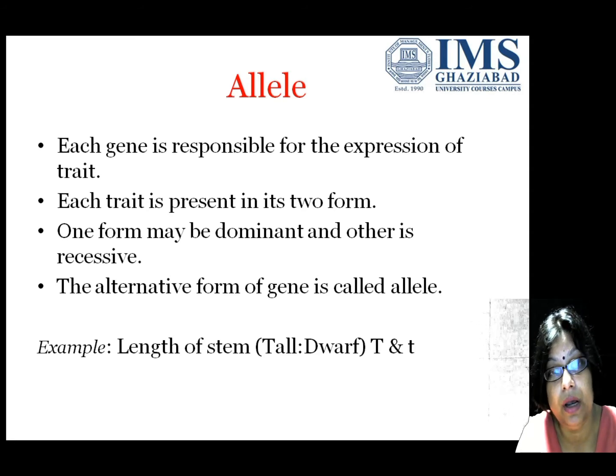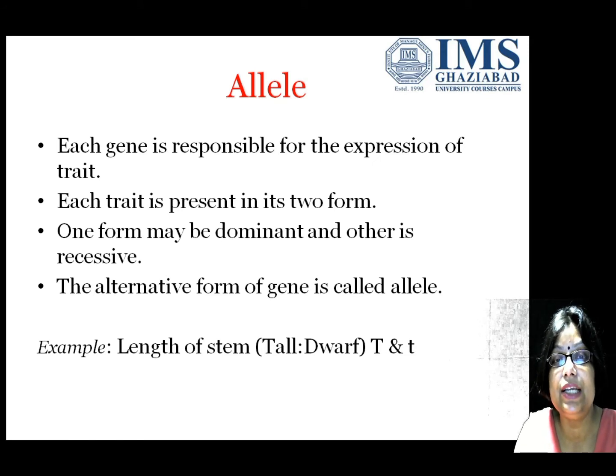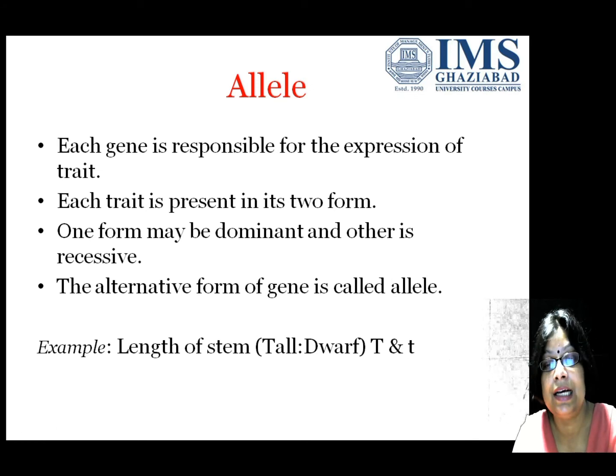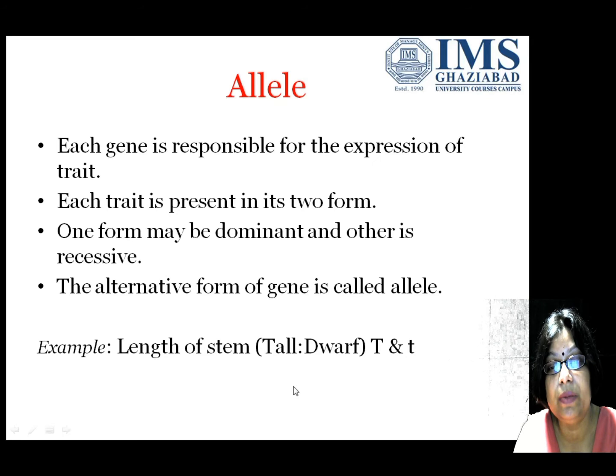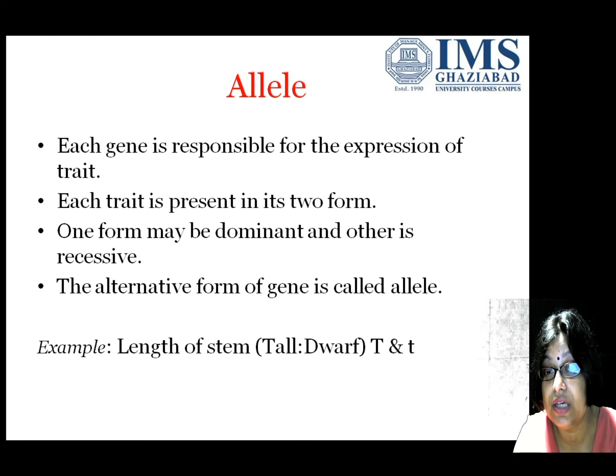Now, another aspect is that each trait is present in two forms or more than two forms, which will be discussed later. But first of all, we will come to one aspect, that each trait is present in two forms. For example, as you see below, the length of the stem. Now, it is clear whether the stem will be tall or dwarf. So, what is the trait? The trait is the length of the stem, and the trait is present in two forms. Which are these two forms?